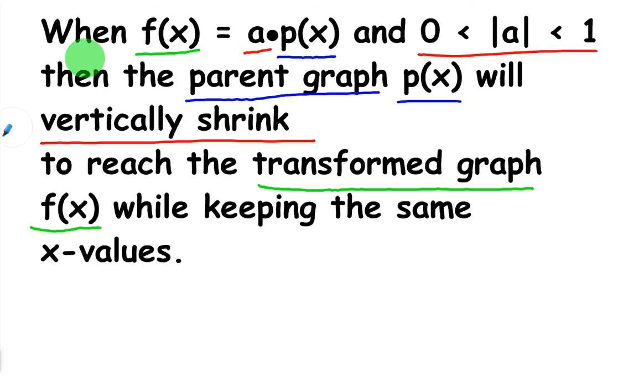Final note, when f of x is equal to a times p of x and the absolute value of a is between 0 and 1, then the parent graph p of x will vertically shrink to reach the transform graph of f of x while keeping the same x values. That's going to be it for vertical shrink. If you have any questions about it, let me know.